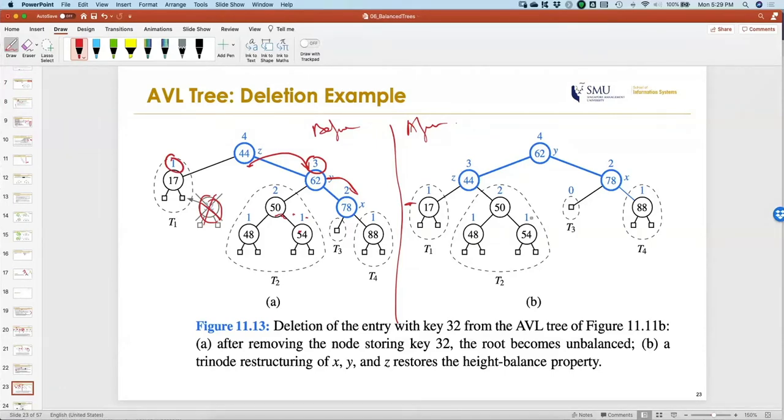We're going to do the restructuring. So then Z comes down. The middle one, the B, which is now Y, is going to be promoted up, and then X goes up, right? Now, as a result, it comes back to balance. Okay. So that is basically the process of the rebalancing.